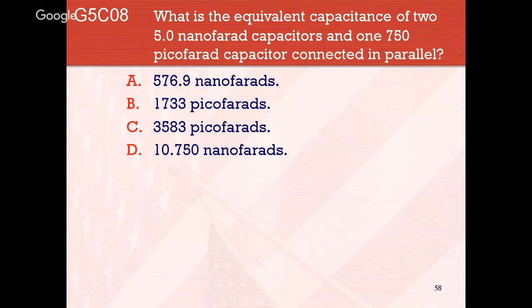since you have five, you're going to change your value here, so that when you move the decimal places of 750 picofarads over three places, you're going to come up with 0.750 nanofarad. So your total capacitance is going to be 10.750 nanofarads.